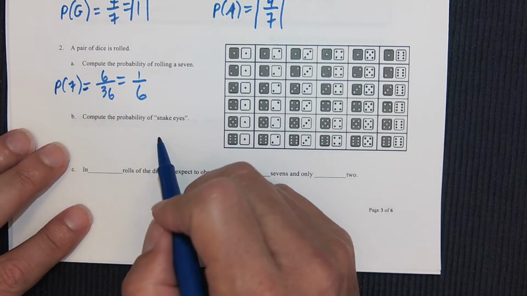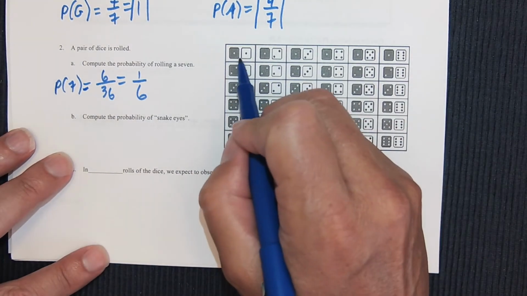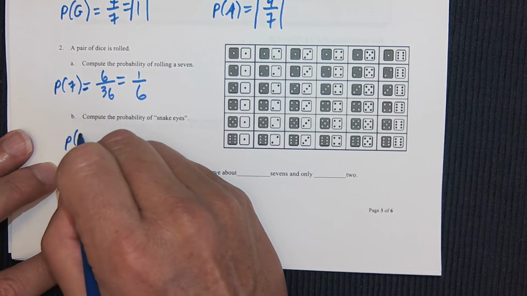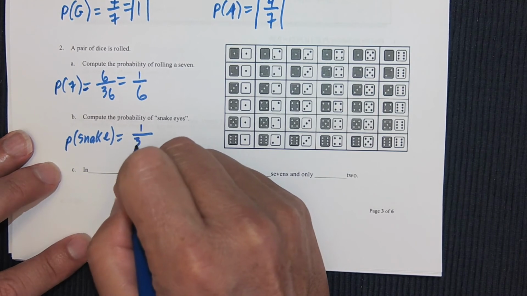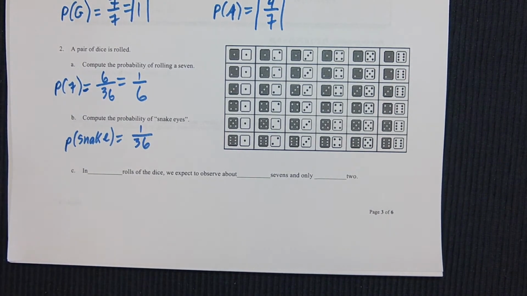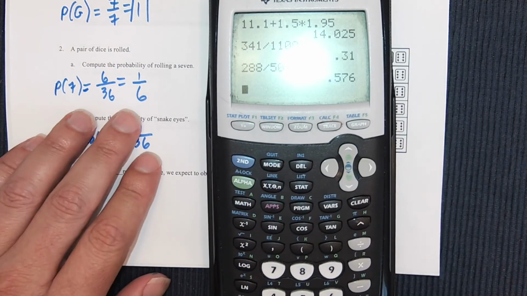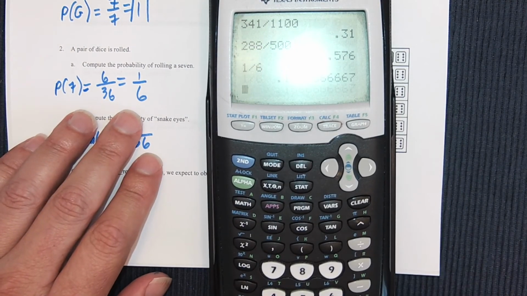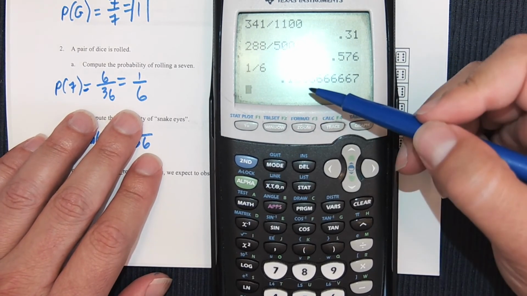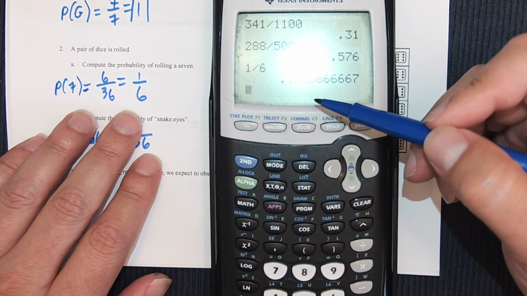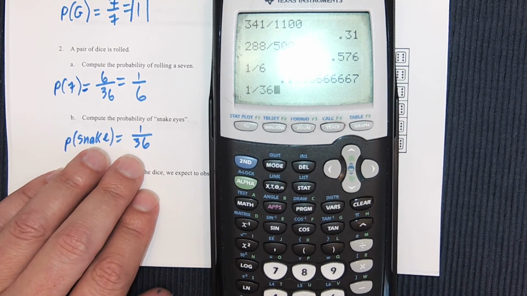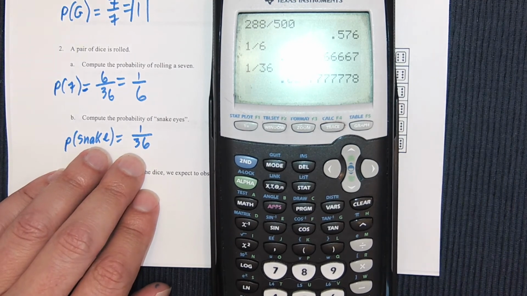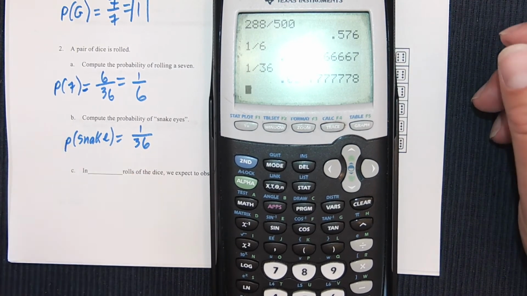Part B, probability of rolling snake eyes. Snake eyes means a 1 and a 1. Well, that's 1 out of 36. Very low probability. Let's interpret this for a second. So 1 divided by 6. That means about 17% of the time, I'm going to roll a 7. About 2.8% of the time, I'm going to roll snake eyes. So that's quite a low probability.